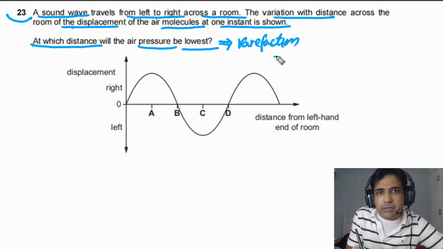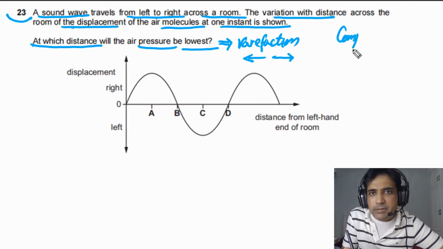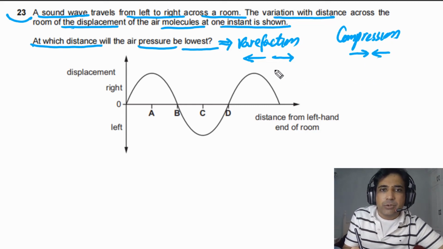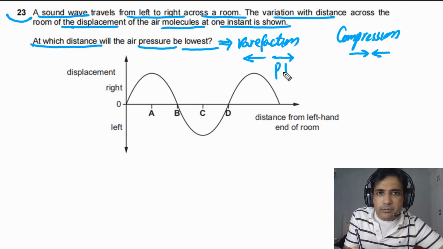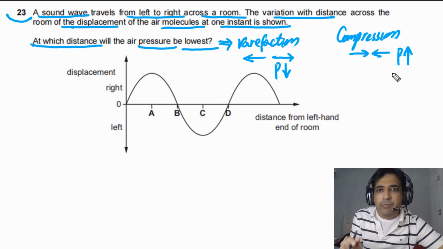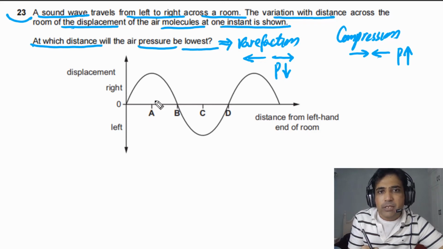Rarefaction simply means that particles are moving away from each other. And compression means that particles are getting closer. They are moving towards each other like this. Particles are moving towards each other. So here P will be the lowest, meaning pressure will be lower, and at compression pressure will be the highest. If we have understanding of this, now we can look at this given displacement graph.